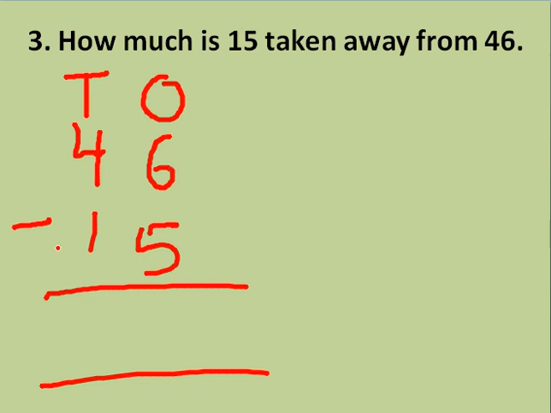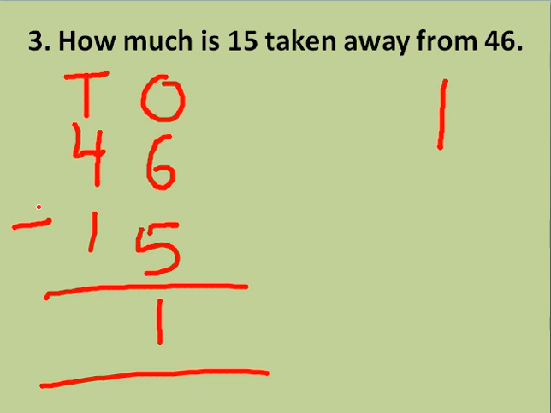6 minus 5. After 6, I'll start my backward counting and I'll come up to 5. It can be done on fingers or using lines. In backward counting, after 6 it is 5. So how much is there? 6 minus 5 is 1.